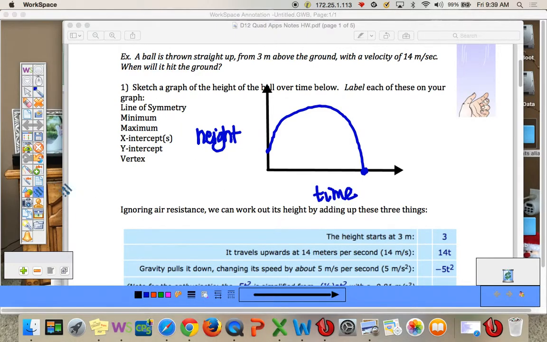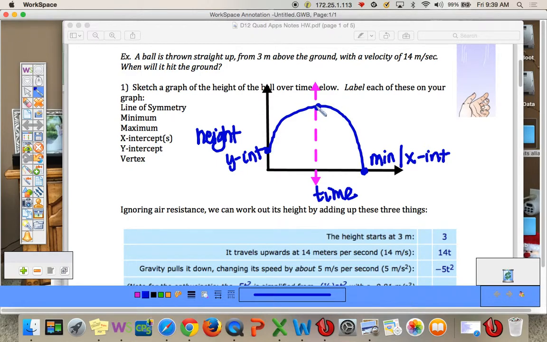Label the line of symmetry. All right, it is a parabola, so we have our line of symmetry, or the mirror line. Where is it cut in half? All right, so here's our mirror line of symmetry. Our minimum would be right here. This is also the x-intercept. Our y-intercept is right here at 3. Our maximum is also our vertex. And so we have a picture that looks like this.